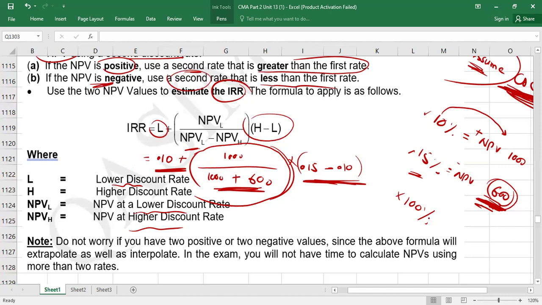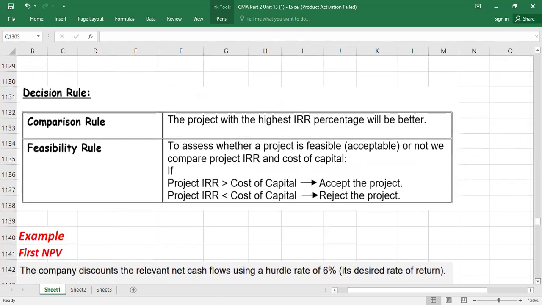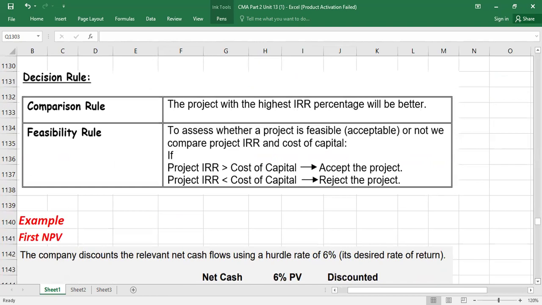Now let's have a look. One more thing, let me tell you here. The decision rule I have already told you. For IRR, whenever the project IRR is greater than the cost of capital, we can accept the project. If IRR is less than the cost of capital, we can reject the project. Here IRR is what we have calculated using the formula, and the cost of capital means the original cost of capital, not the assumed one, the original cost of capital.